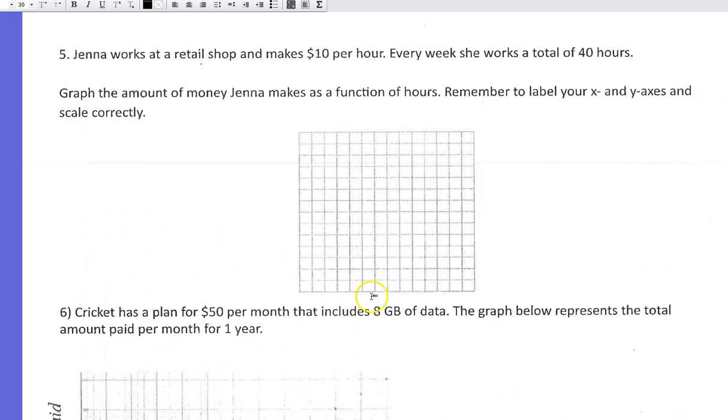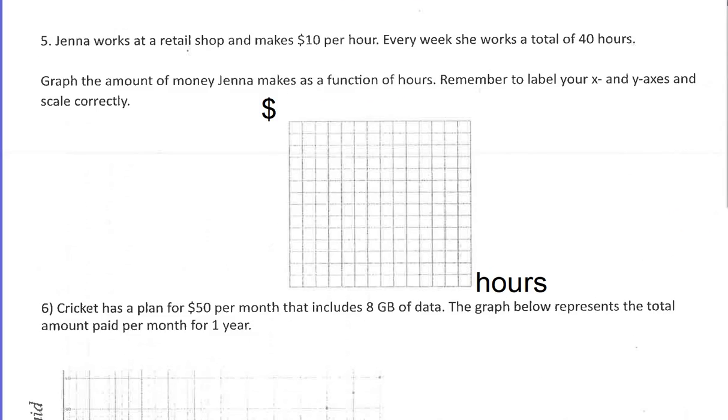Okay, so I'll pause. Now we're on the second page. Jenna's working at this shop, and every week she works a total of 40 hours. So I'm going to put hours down here, going to put money up here. And then let's make a table. This table is going to tell us how I can turn the hours into money.